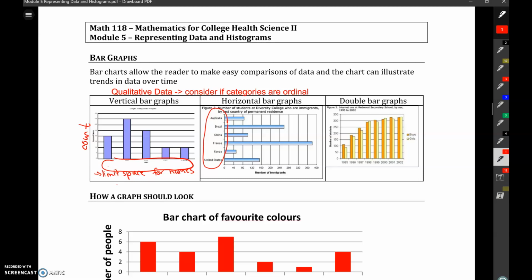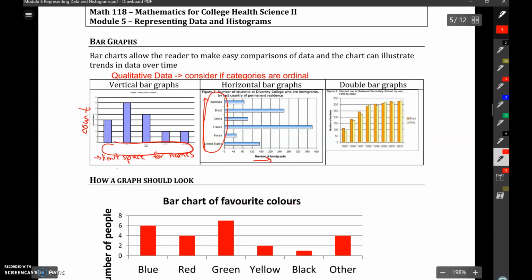So with a horizontal bar graph, the category names are up the y-axis, and then the counts are horizontally along the x-axis. And then we've got double bar graphs, which are good for comparison. So we can show between two different demographics how they measure.